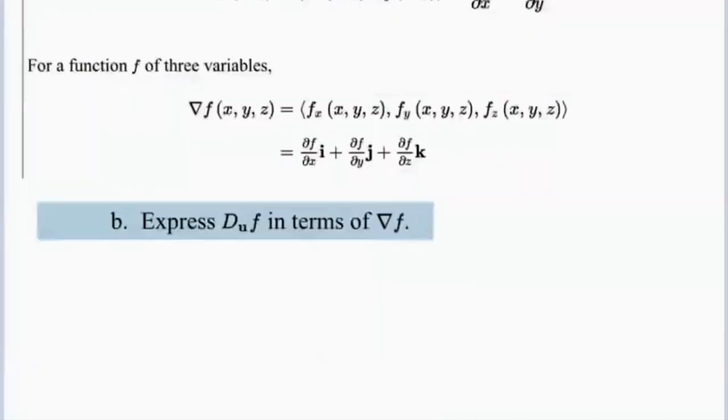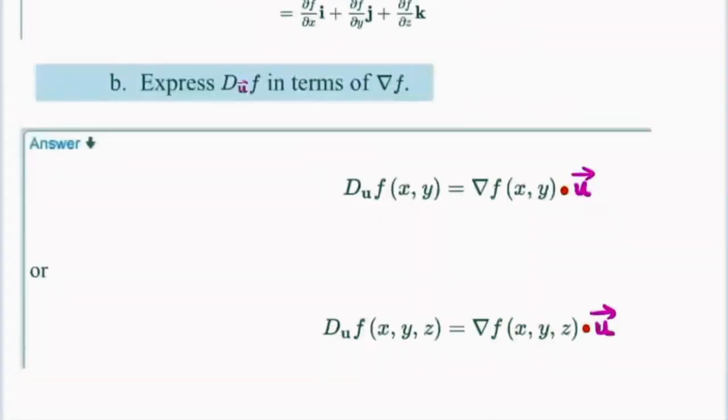Express the directional derivative of the function f in the direction of the unit vector u in terms of the gradient of f. The directional derivative of the function f in the direction of u is given as the dot product of the gradient of f dotted with the unit vector u.